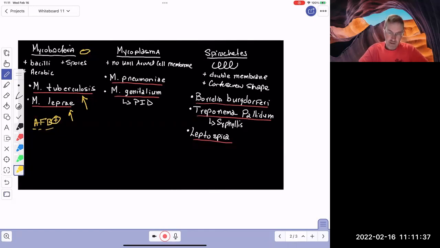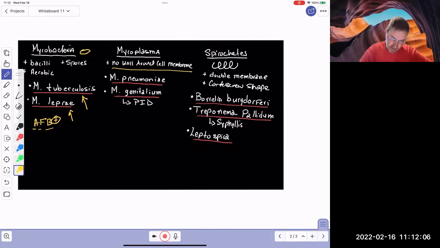All right. Then you have what are called mycoplasma, and they have no wall around the cell membrane. So some bacteria have their cell membrane, and then some bacteria can build a wall around the cell membrane, right? We talked about the peptidoglycan and all that. Mycoplasma do not have that extra wall. They just have that cell membrane.